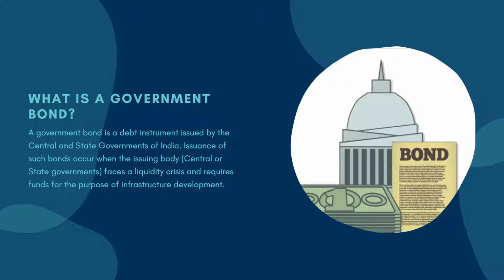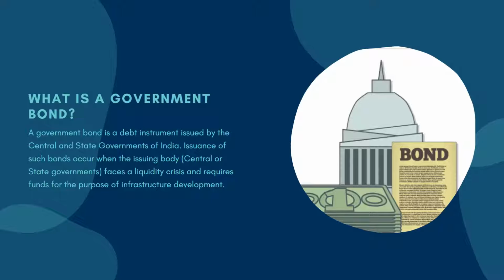A government bond is basically a debt instrument issued by the central government and the state governments of India. The issuance of such bonds occurs when the issuing body, such as the central or the state government, faces a liquidity crisis and requires funds for the purpose of infrastructure development.